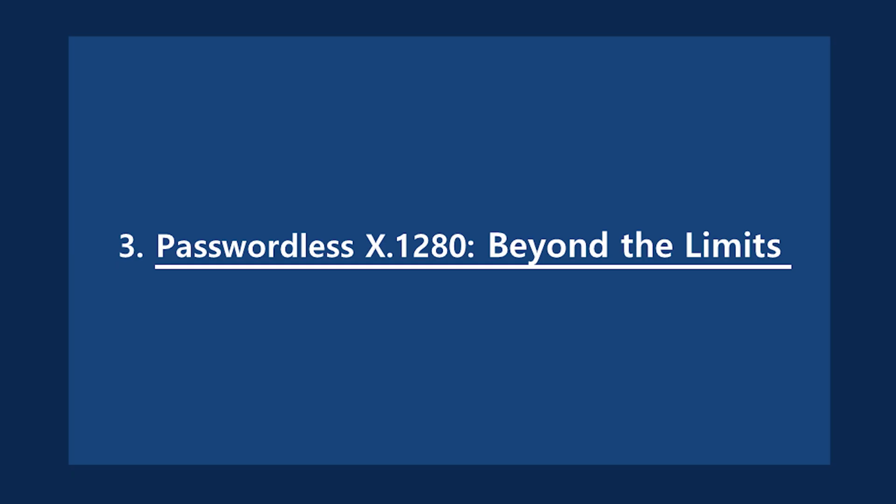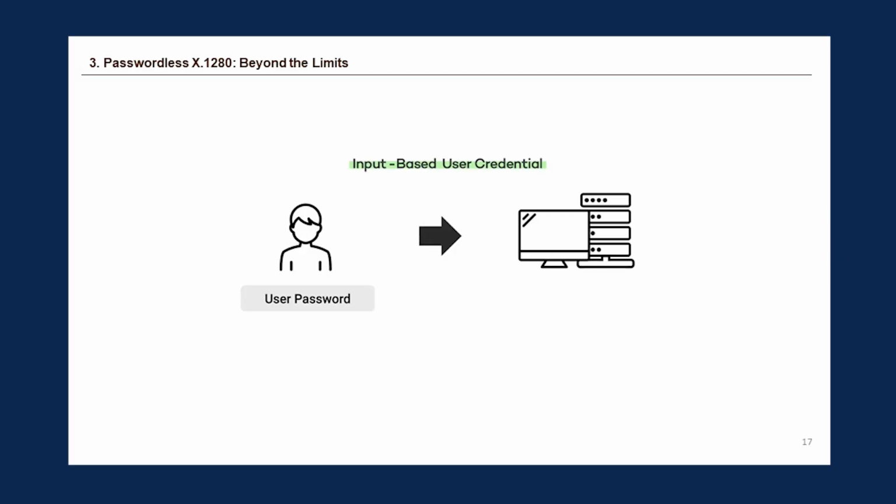Okay, let's look at what passwordless X1280 is. So far, as a user, we have to show our identity or input our credential to the system. That's how we use it online. It can be a password, an OTP, a credential, a certificate, biometrics, or scanning a QR code. It can be anything. Anyhow, we have to input something to the system to show our authenticity.